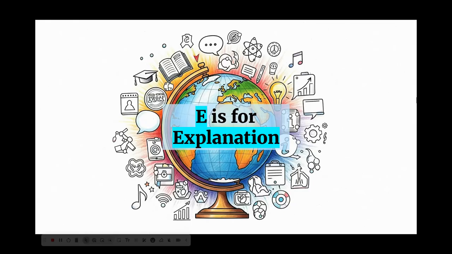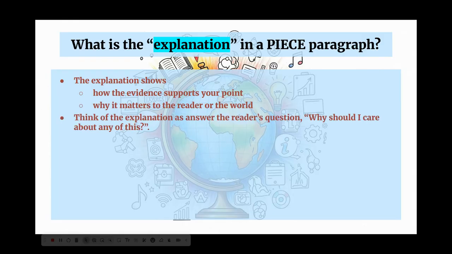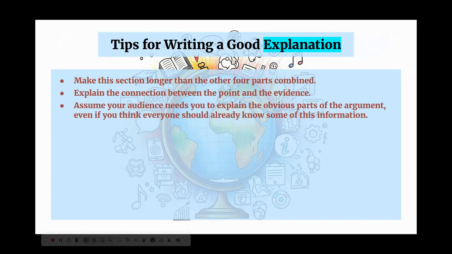And finally, we have E for explanation. So this is just explaining how the evidence supports your point, why it matters to the reader or the world. So think of your explanation as answering the reader's question, why should I care about any of this? You want to answer that in the explanation. When you write a good explanation, this section needs to be the longest section. I usually like to tell people it should be longer than everything else combined. And the main purpose is it needs to explain the connection between the point and the evidence.